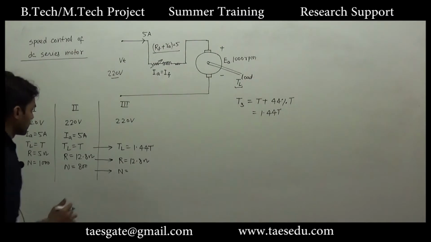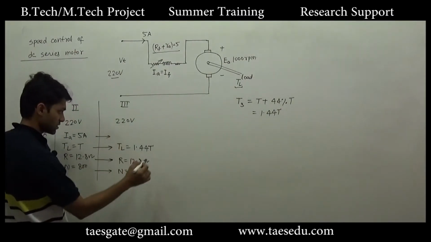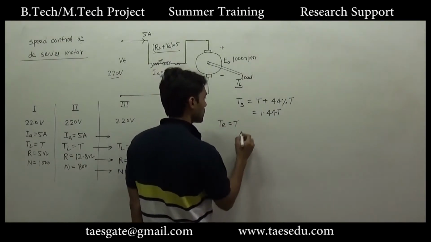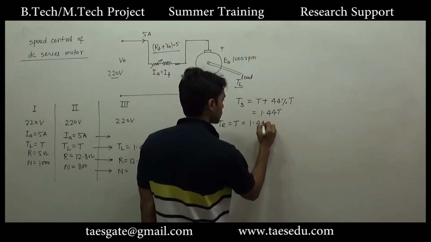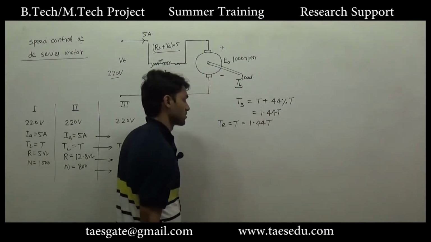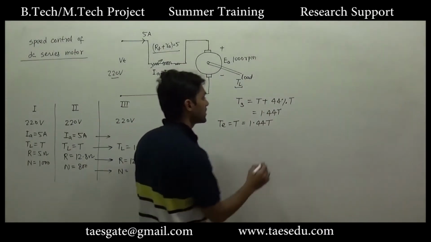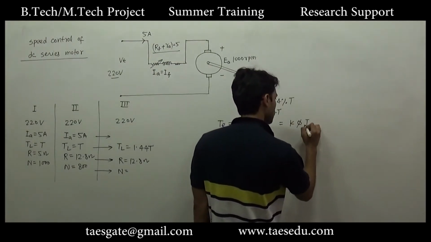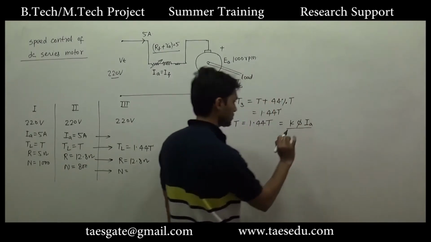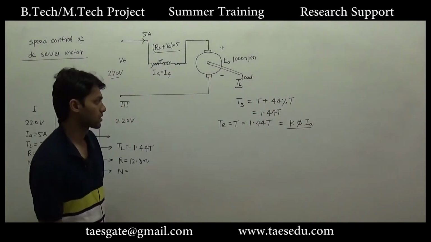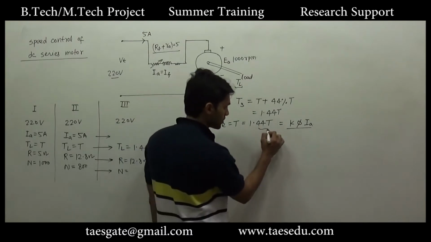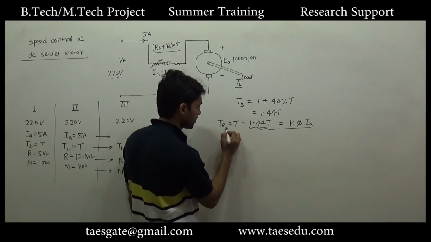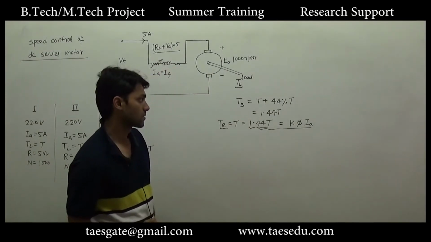Since the load torque has been changed, in the steady state, machine torque will be equal to load torque, which will be 1.44 into previous torque. Again, if we write equation for machine torque, this is equation for machine torque, not for load torque. And why load torque is equal to this quantity? Because in steady state, load torque will be equal to electrical torque or the motor torque.